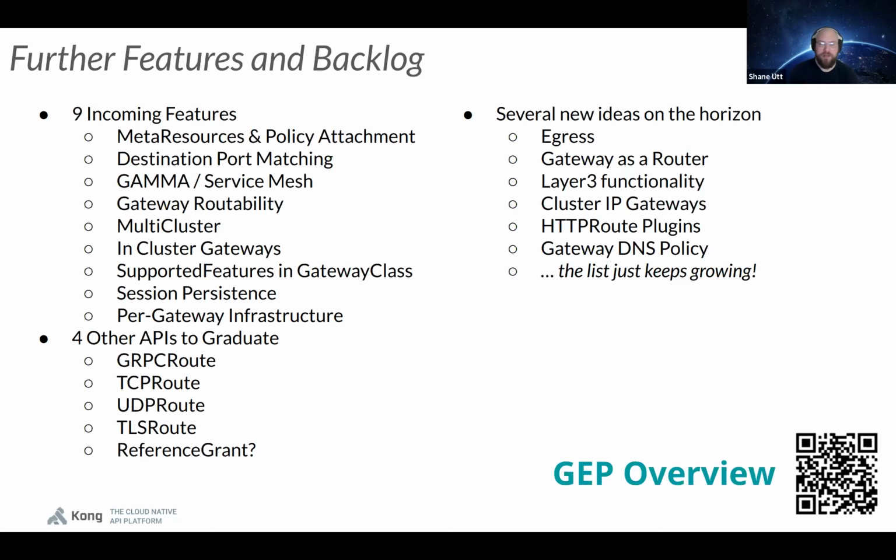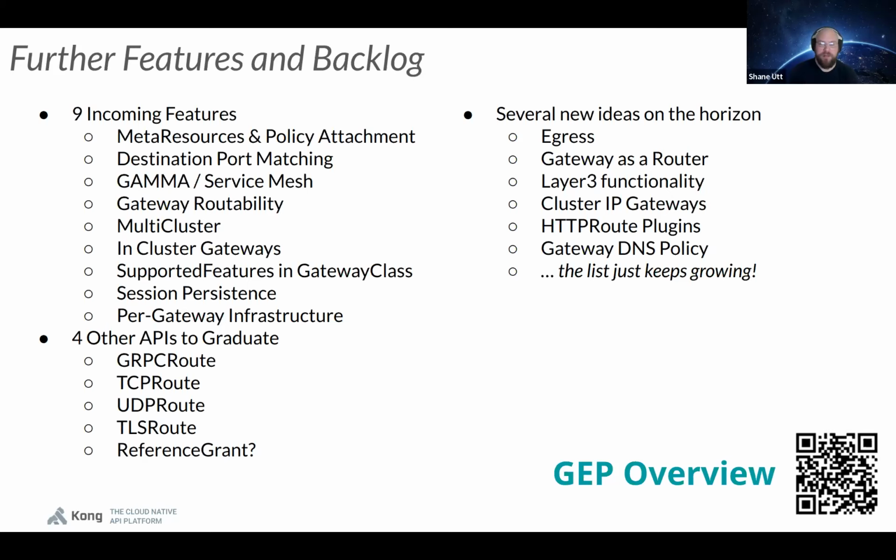Per gateway infrastructure is about configuring gateways. All the other routes: there's lots to say about these, but we could do entire talks on each of them. gRPC route, TCPRoute, UDPRoute, TLS route, reference grant, which is potentially going upstream. And then new ideas on the horizon, things coming in all the time. Egress is a thing that's come up fairly recently. Using gateway as a router, like we talked about a little bit earlier too. There's interest in, instead of just proxying ingress into pods, having pods in the routing tables literally route egress traffic back out through a gateway.